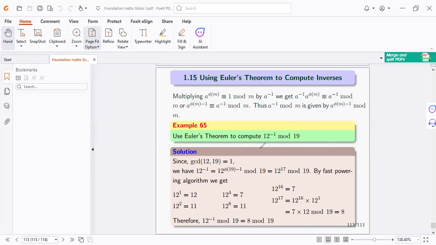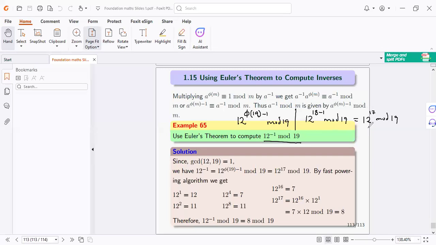So let's find the inverse of 12. The inverse of 12 will be given by 12 raised to phi of 19 minus 1, then mod 19. What is phi of 19? 19 is a prime number, so phi of 19 is just 18. Then minus 1, mod 19. But what we know is that this will reduce to 12 raised to 17 mod 19.